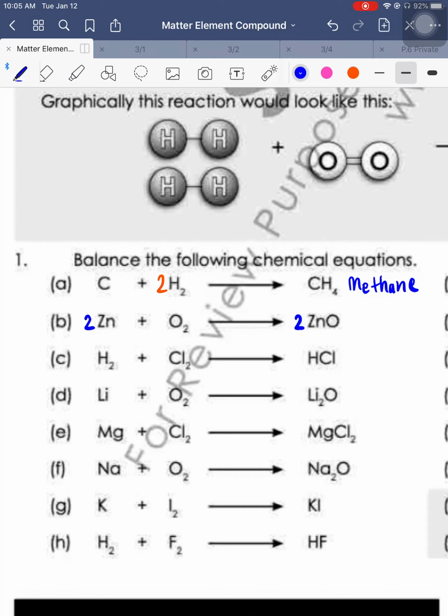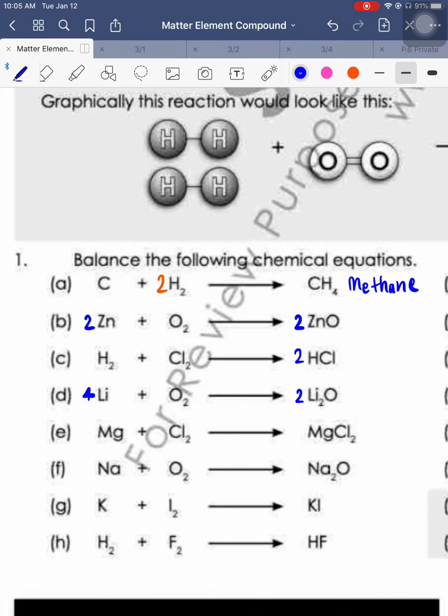Hydrogen with chlorine gas to form hydrochloric acid. This one has 2 and this one only 1, so just put 2 in front of hydrochloric acid. Every single one is equal and easy. Let's do the next one. 2 lithium. Oxygen, 2 oxygen. This one too. Oxygen will be 2 and lithium will be 4.